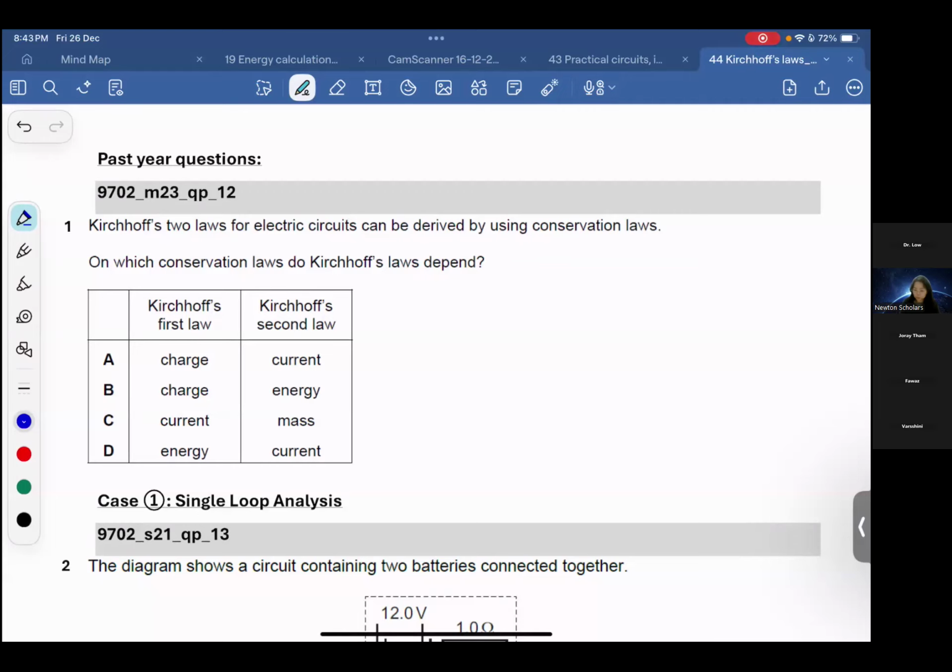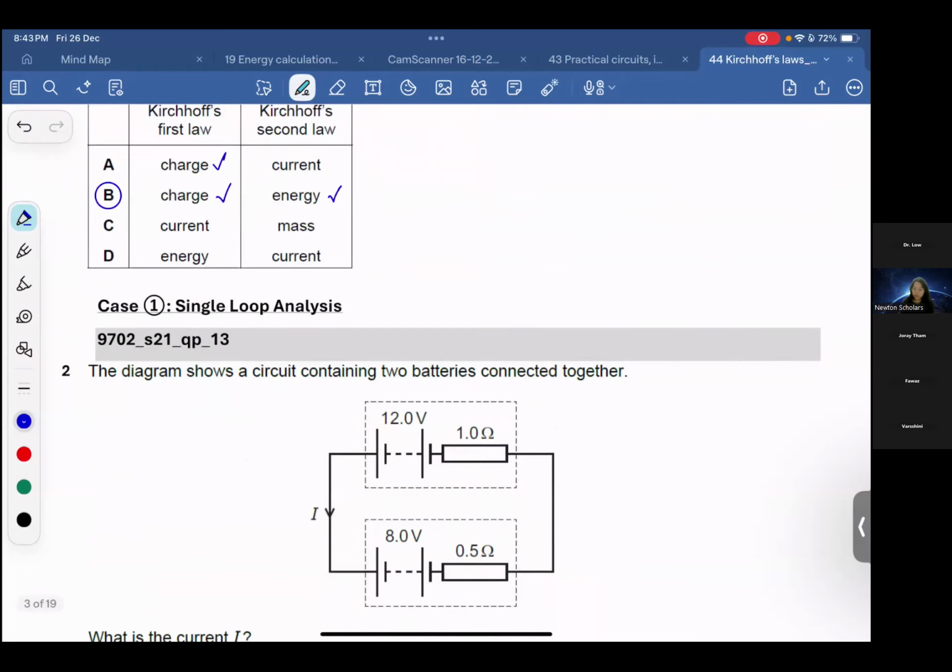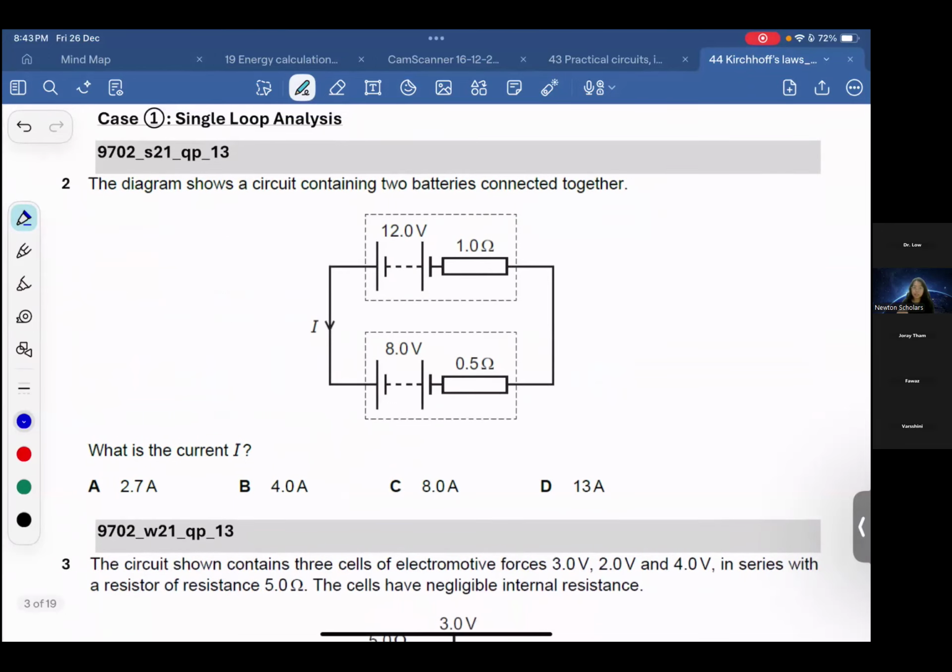Kirchhoff's laws, we got two. The first law is talking about the charge, conservation of charge. The second law is talking about the energy. The answer is B. Okay, the answer is B. That's all. Now we look at here, single loop.